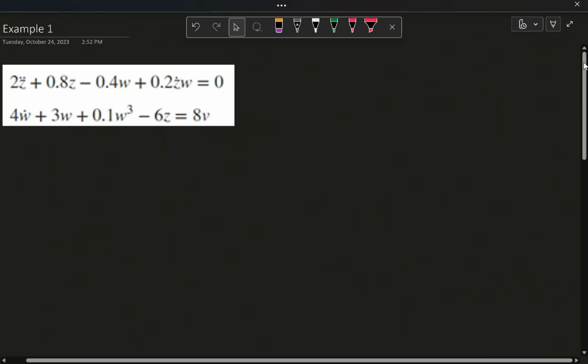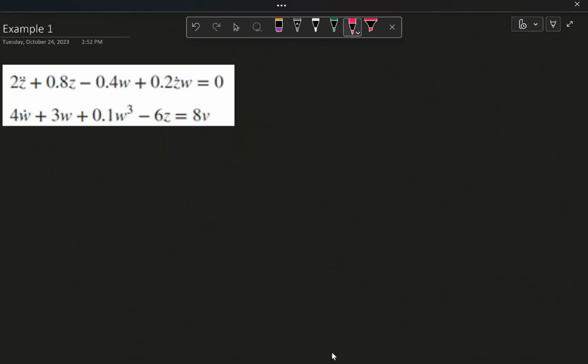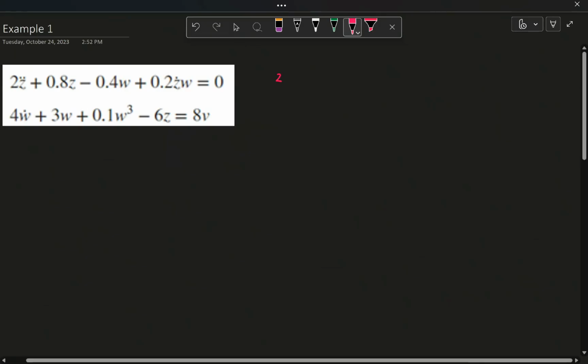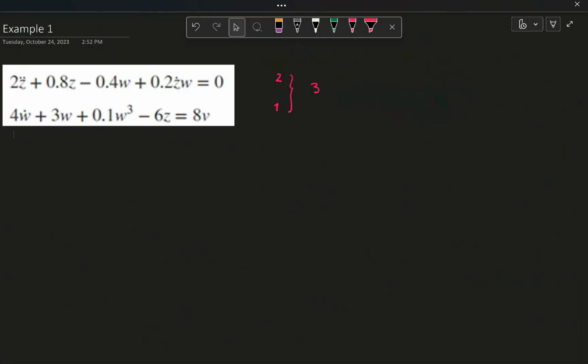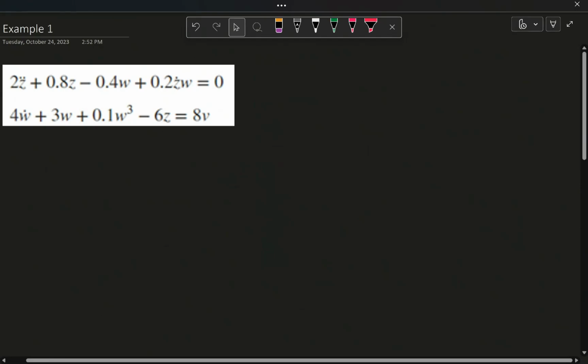Right now you have a second order dynamics here and also a first order dynamics here. You see that the order of the system is in fact 3, because you have a second order derivative with respect to z and a first order derivative with respect to w. So we want to break down this system to 3 first order differential equations. That's our goal. There is a very easy way to do that.